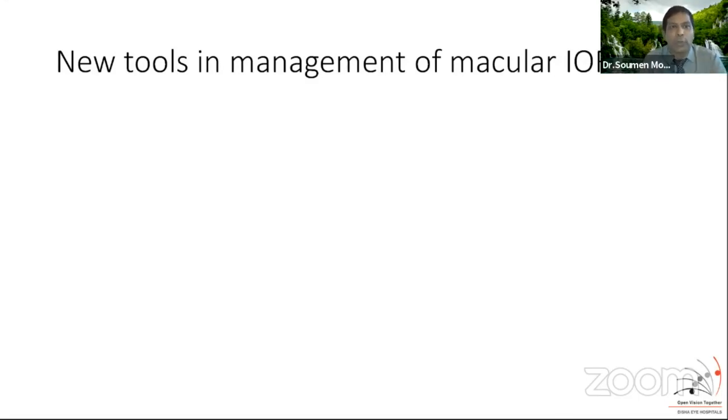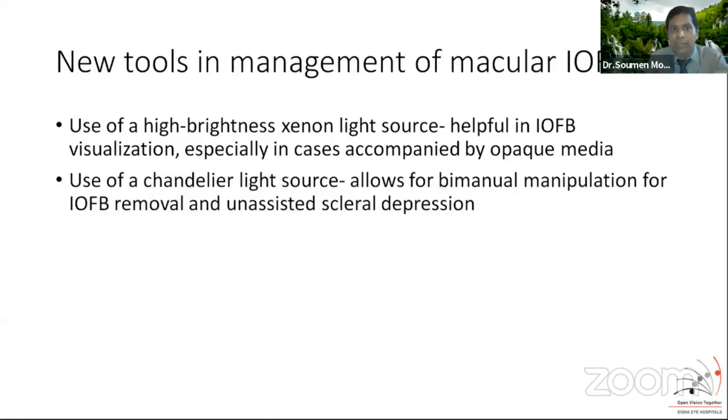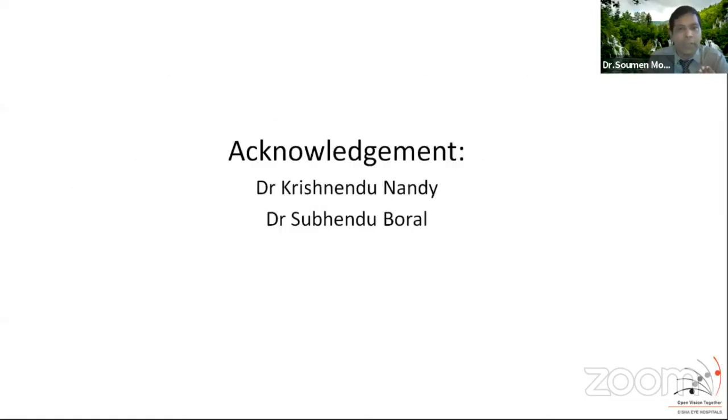So to conclude, the new tools in the management of macular IOFB which have facilitated our surgeries are that we can now use a high brightness xenon light source, which is helpful in IOFB visualization. We can also use a chandelier light source, and a wide angle binocular indirect ophthalmoscope with a non-contact viewing system. It improves the ability to visualize posterior segment structures.